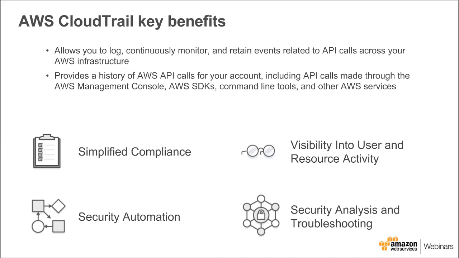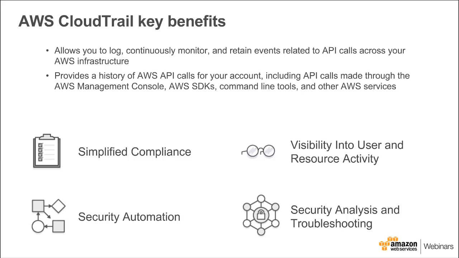Some of the key benefits of CloudTrail include simplified compliance. Basically, it allows you to log and continuously monitor events related to your API calls. So any API event that happens to your account, you have an audit trail of that, and you can use that for troubleshooting purposes, for audit and compliance purposes as well. This information is accessible through the AWS Management Console, through the AWS SDKs, command line tools, as well as other AWS services.